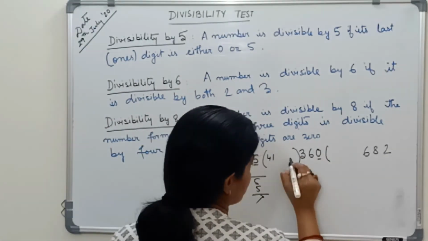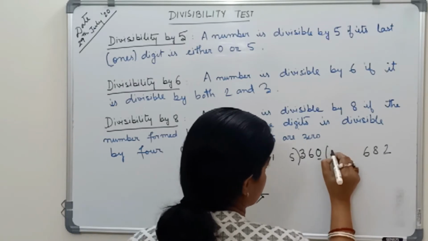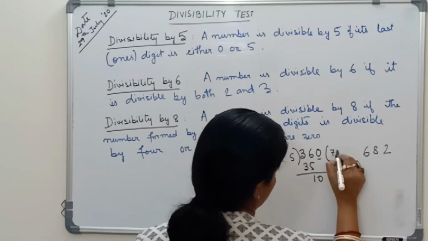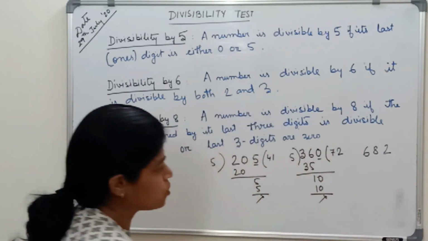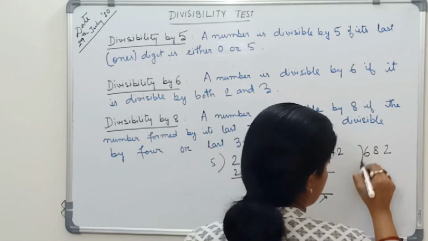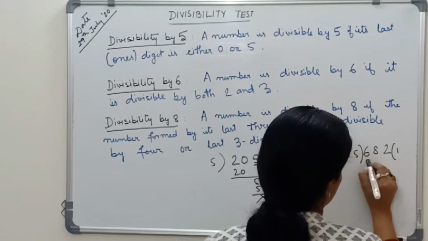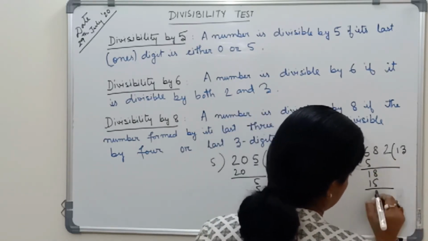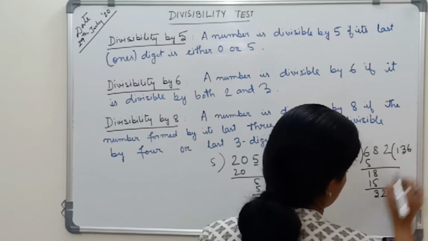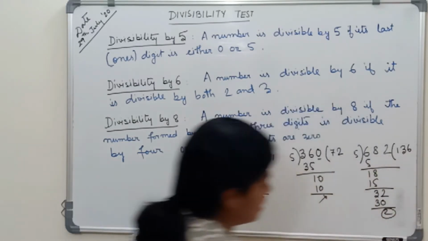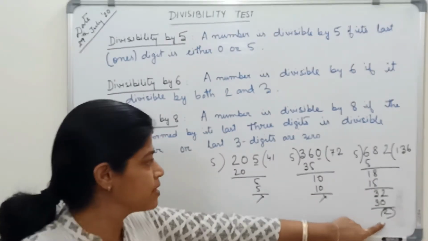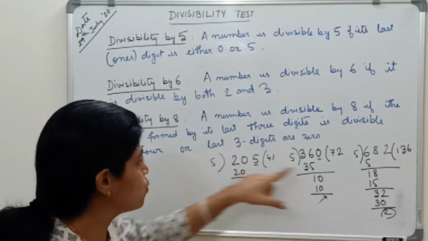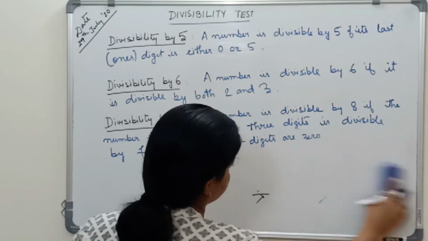Now for this, 5 sixes are 30. 5 sevens are 35. So 10. 5 twos are 10. So this is also exactly divisible by 5. And for this, 5 ones are 5. 18. 5 threes are 15. 18 minus 15 is 3, 32, 5 sixes are 30, 2 is the remainder. Here 2 is the remainder. So this is not exactly divisible by 5. But these two numbers are exactly divisible by 5.